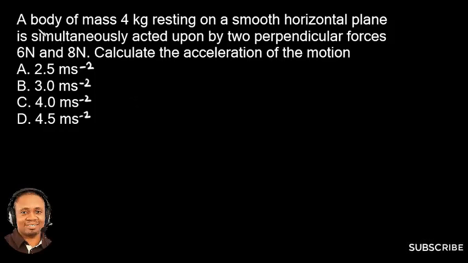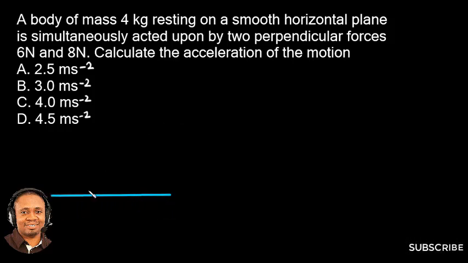This is question 47, JAMB Physics 2018, which goes thus. A body of mass 4 kg resting on a smooth horizontal plane is simultaneously acted upon by two perpendicular forces, 6 Newton and 8 Newton. Calculate the acceleration of the motion. Let us have a quick diagram of what this question is about.